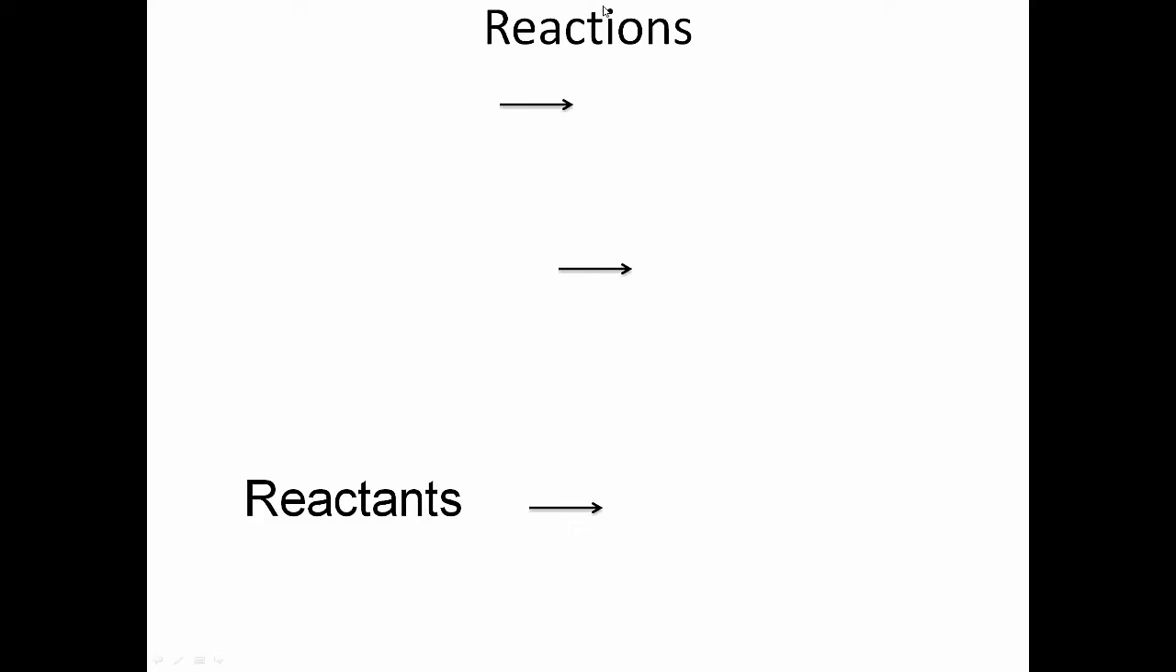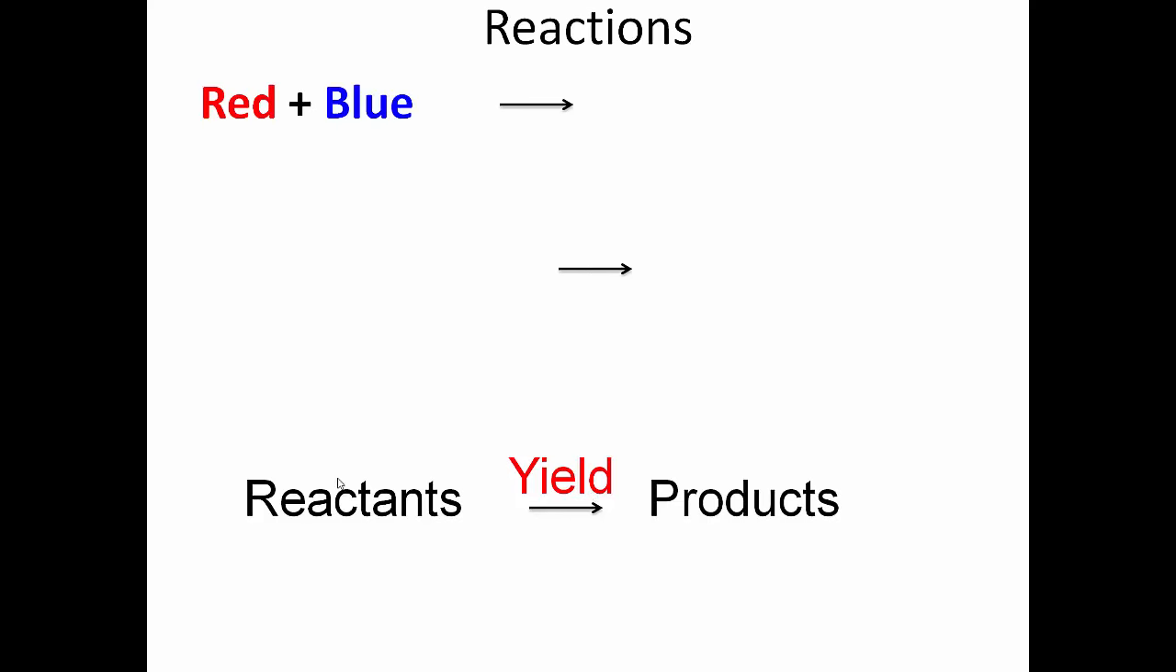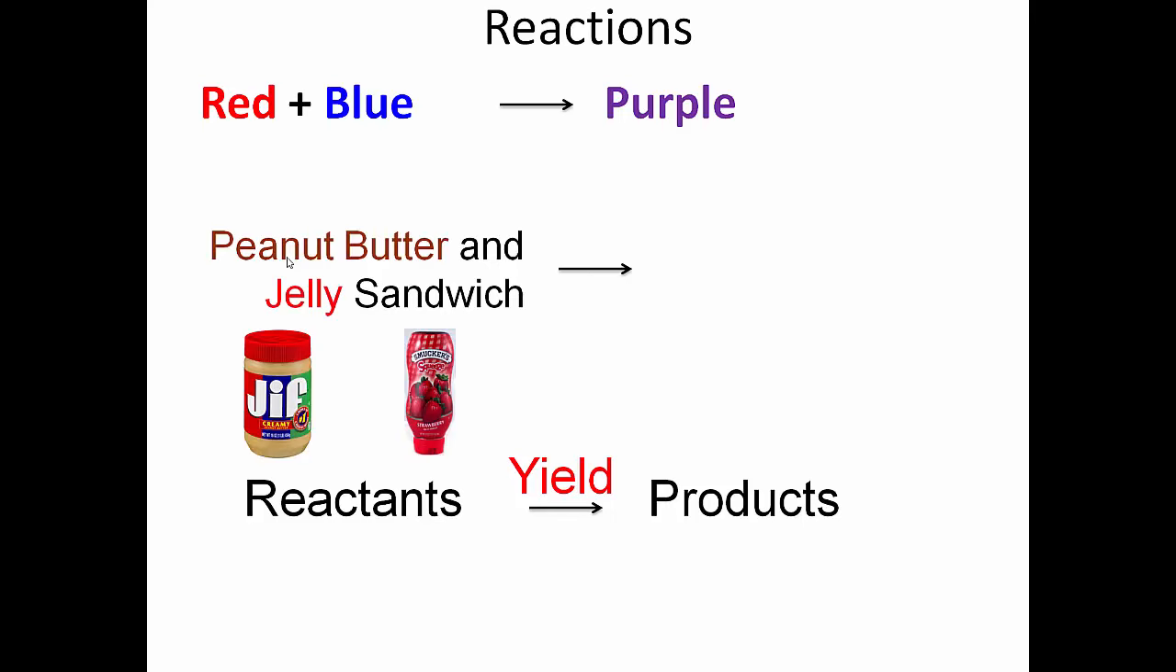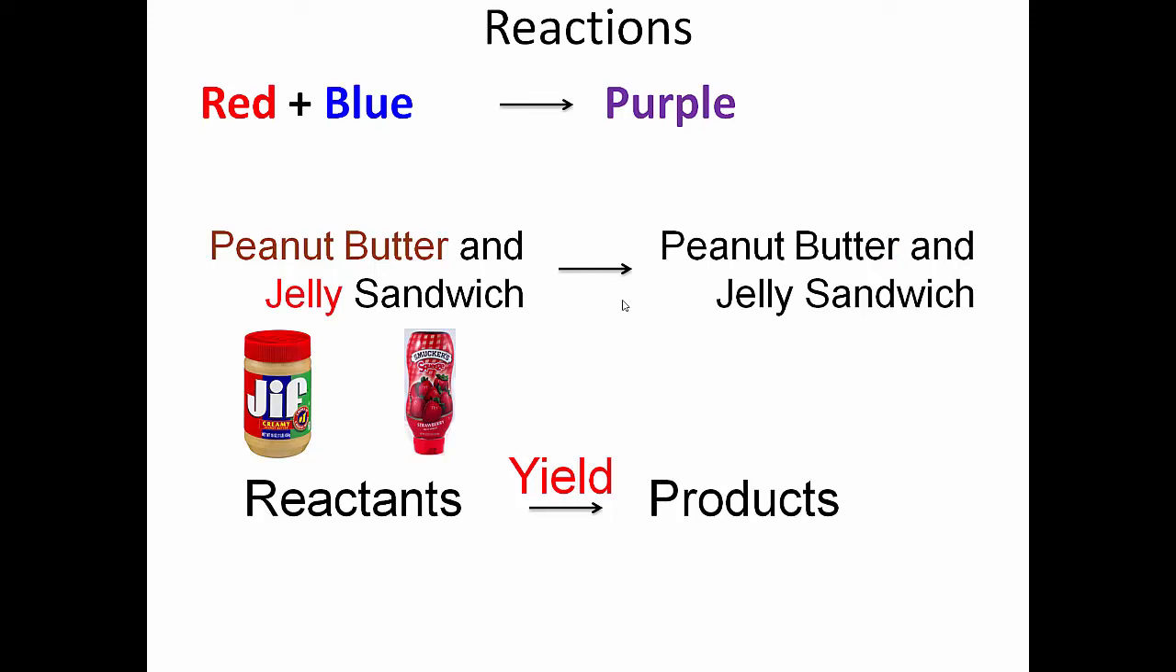So we got to talk about reactions. We got to talk about how these things come together. And what we do is we actually talk about reactants, and then we have this arrow, which actually means what does it yield, and the reactants yield products. Things like red and blue as the reactants yield the color purple somewhere. And if we take this example, which is peanut butter and jelly, one of my favorites, especially if it's Jif, makes a peanut butter sandwich.